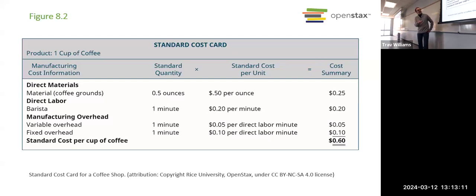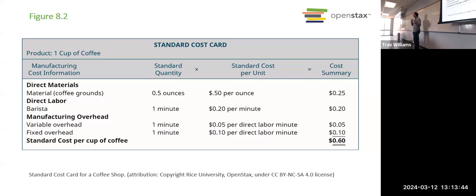Our overhead, if it's based on the labor minutes and it's 5 cents of variable overhead per labor minute, well, that would be 5 cents of variable overhead. And then there is fixed on here. If the fixed came out to 10 cents per minute of labor, that's 10 cents of overhead. So we just add that all up and we know the total cost to make 1 cup of coffee, including the material, the labor, and the overhead.